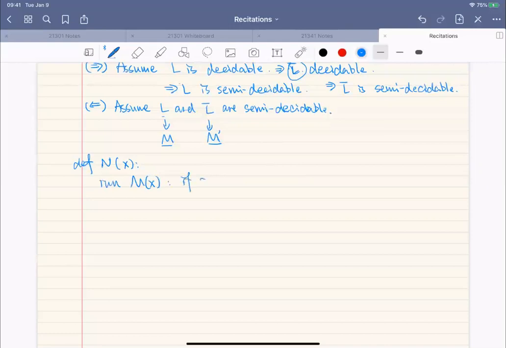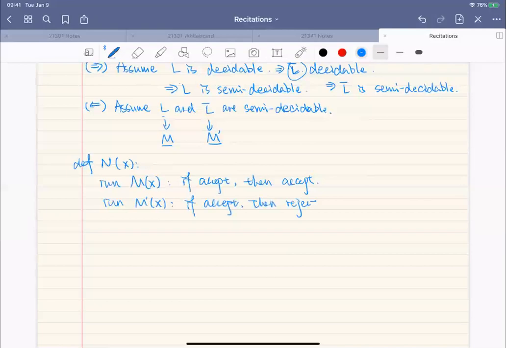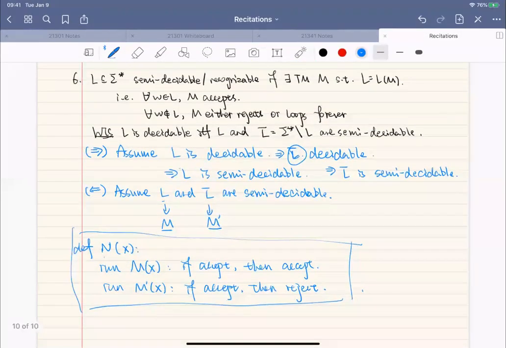If it accepts, then we accept. And if not, we run M prime on X. And if it accepts, then we reject. There is one small thing that makes this algorithm not work, and it is about the definition of a Turing machine that recognizes L.